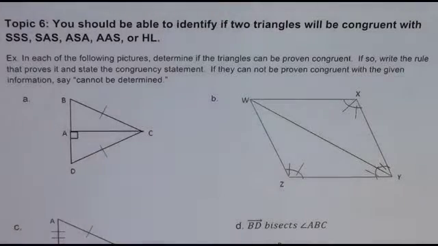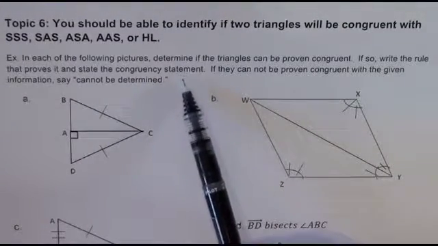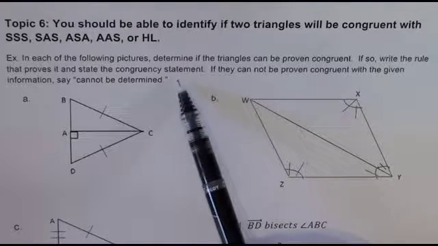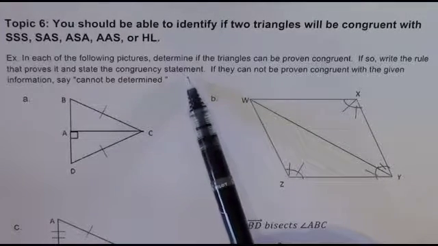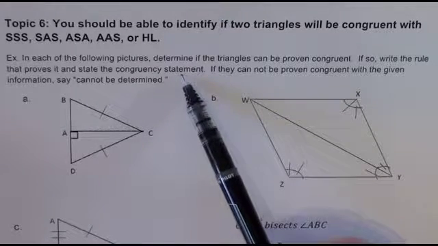The example. In each of the following pictures, determine if the triangles can be proven congruent. If so, write the rule that proves it and state the congruency statement. If they cannot be proven congruent with the given information, say cannot be determined. Now the congruency statement is when you say triangle ABC is congruent to triangle DEF, where you put the letters in the correct order and you actually state their congruency.